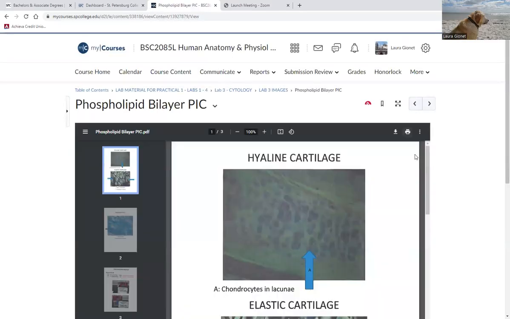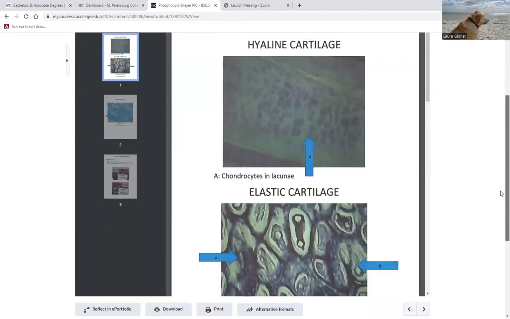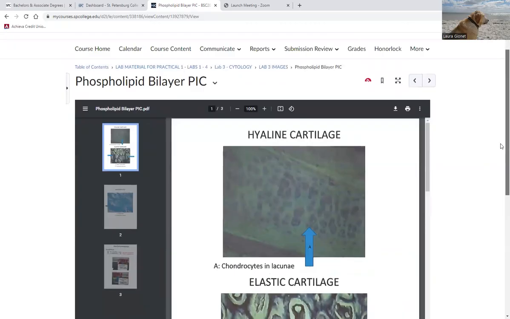I think I gave you a card. I don't know why it has hyaline cartilage. So I'm going to change this, you guys, very quickly, because I think the wrong image got uploaded. And let me just go back.